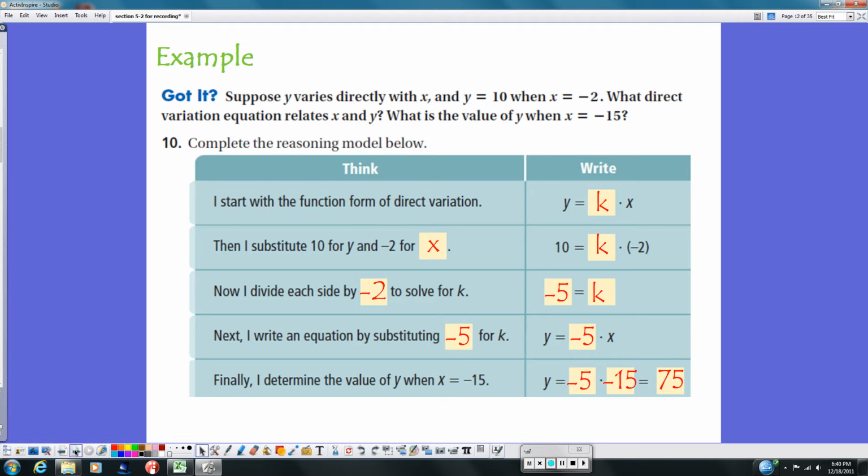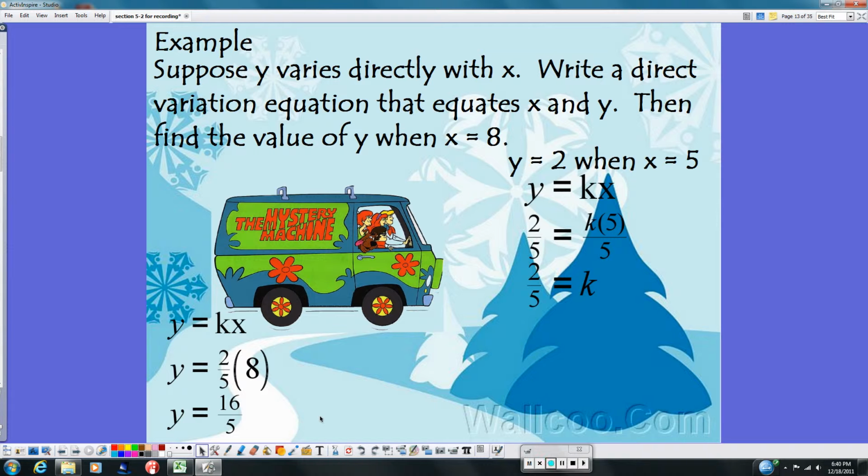So let's try another one of those. We are going to suppose that y varies directly with x. We're going to write a direct variation equation that relates x and y. Then we're going to find the value of y when x equals 8. So we're substituting into our formula y equals kx. We're going to divide both sides by 5 to get k equals 2/5. Then we figure out the y value when x equals 8. Using our 2/5 for k and our 8 for x, we multiply and get y equals 16/5.